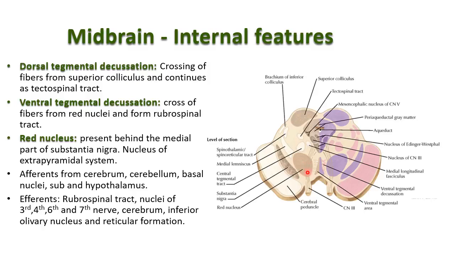So the main function, as I told you, is smooth coordination and maintenance of muscle tone. That is the main function of this extrapyramidal system. And the rubrospinal tract, as I told you, passes through the third, fourth and sixth nerves. It gives fibers to all these cranial nerve nuclei.